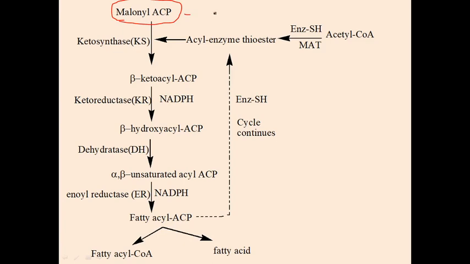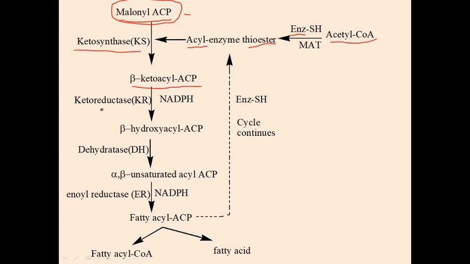The reason for forming malonyl coenzyme A is that it gives a smooth, very good reaction. On the other side, acetyl coenzyme A must first bind to the enzyme through a thioester bond. Only then can the reaction occur between malonyl ACP and this acyl group, and the first product formed will be beta ketoacyl ACP with the help of the enzyme ketosynthase.